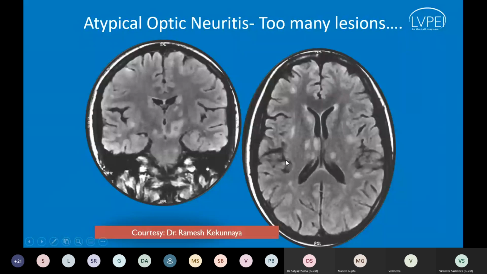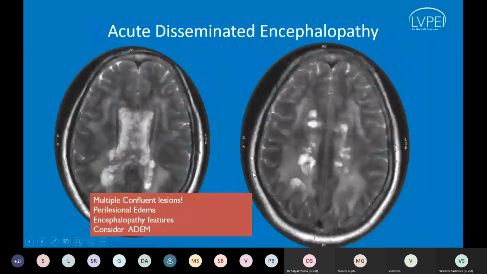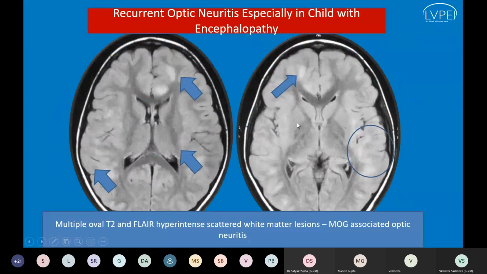Sometimes we see patients showing multiple areas of demyelination in the brain, which are not classical of MS. This patient is actually a patient with HIV optic neuritis. Sometimes you might see in a patient with optic neuritis diffuse confluent lesions. These are suggestive of acute disseminated encephalomyelitis. These patients should be worked up in a different way. And in children, if you see pathology like edema, the thing to keep in mind is MOG optic neuritis.